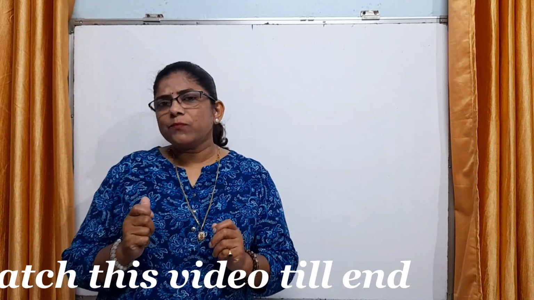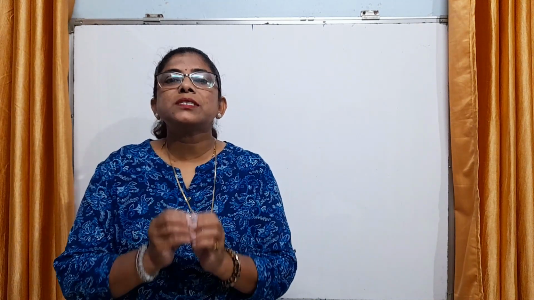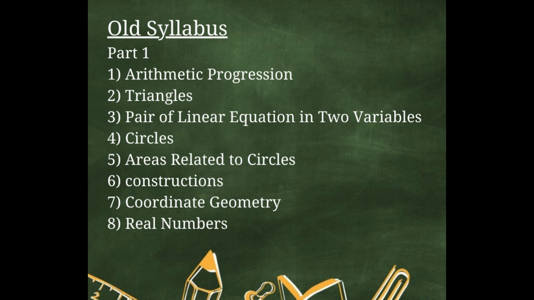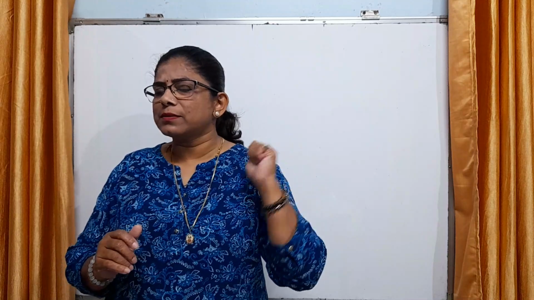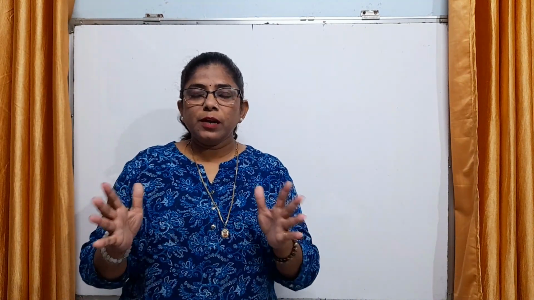Okay. In short, let's check what were the chapters in your old syllabus. In your old syllabus, the chapters in part 1 were something like this: arithmetic progression, triangles, pair of linear equations in two variables, circles, areas related to circles, construction, coordinate geometry, and real numbers. So these were the chapters in part 1. And the chapters in part 2 were something like this: polynomials, quadratic equation, introduction to trigonometry, some applications of trigonometry, statistics, probability, and surface areas and volumes. So these were the chapters in part 1 and part 2.